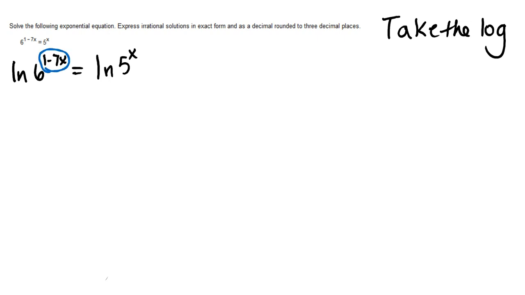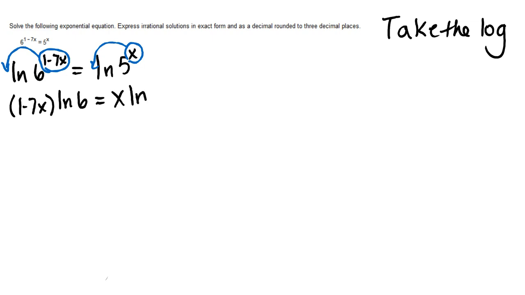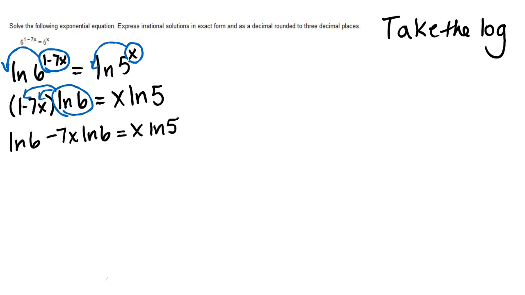And we're using the power rule because that allows us to take the expression in the power out of the exponent. We want that variable out of the exponent so we can solve for it. So with the power rule, we get 1 minus 7x times natural log 6, equals x times natural log 5. I'll use the distributive property on this part to distribute the natural log of 6 to each term. That would give me natural log 6 minus 7x natural log 6 equals x natural log 5.